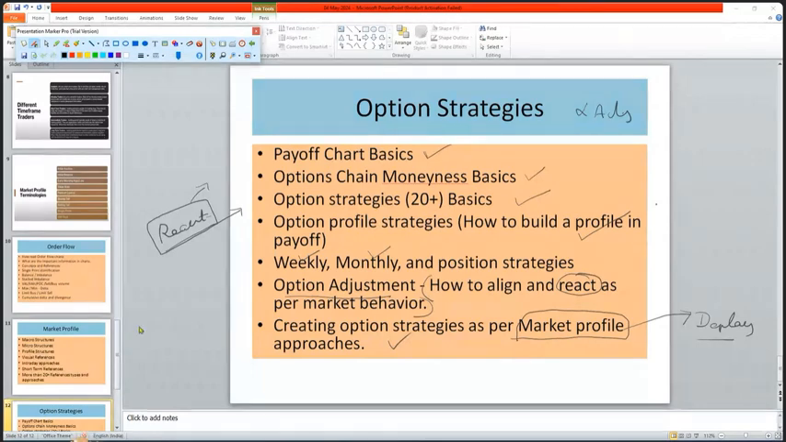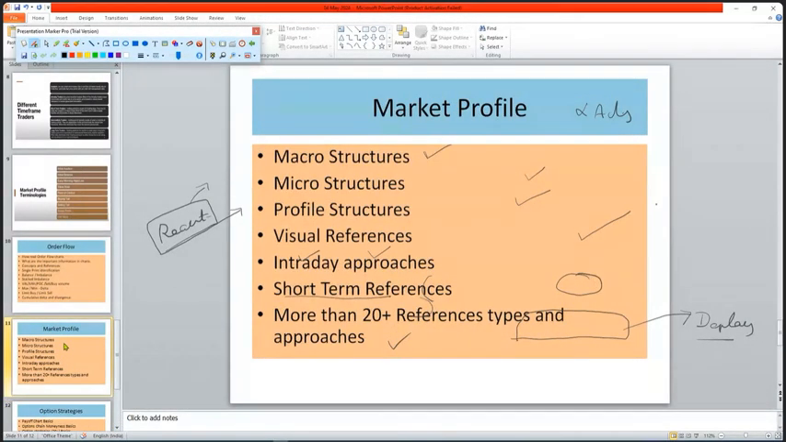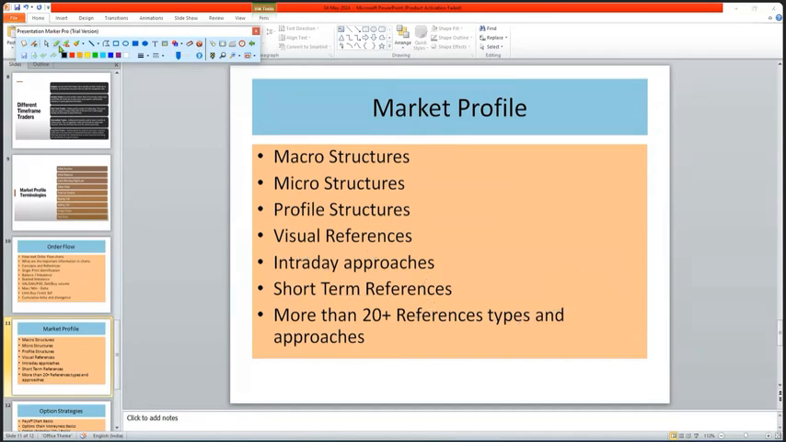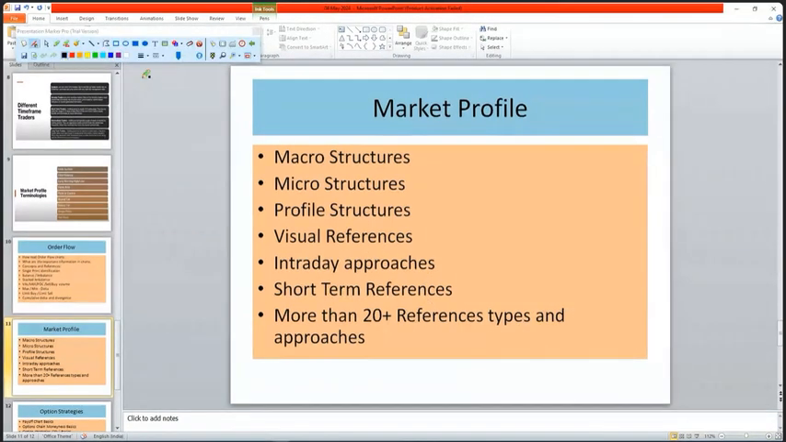Apart from the option strategies, there is deep learning of market profile. It's not simply that today is an open drive, today is an open test drive, today is ORR, today is a neutral day, today is a normal day. No, these are not something different.